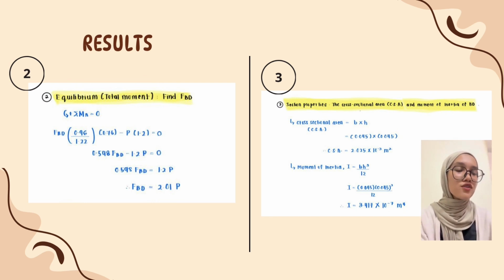inertia of BD. First, cross-sectional area, we multiply width and height, so we get the cross-sectional area 2.025 times 10 power of negative 3 meter squared. And find the moment of inertia. Use the inertia of the column or bar, which the equation is bh^3 over 12. So we got the inertia is 3.417 times 10 power of negative 7 meter to the fourth.